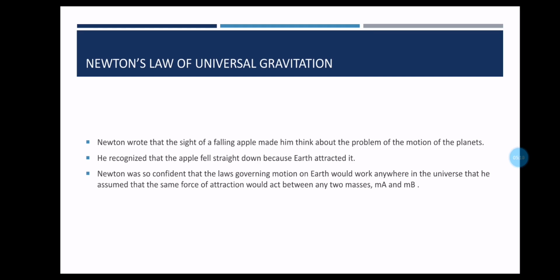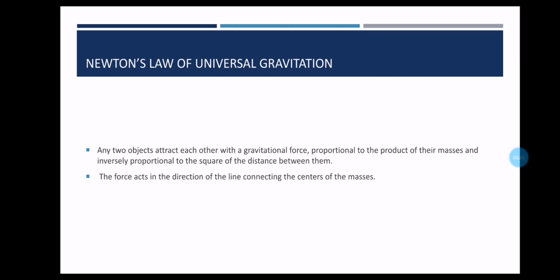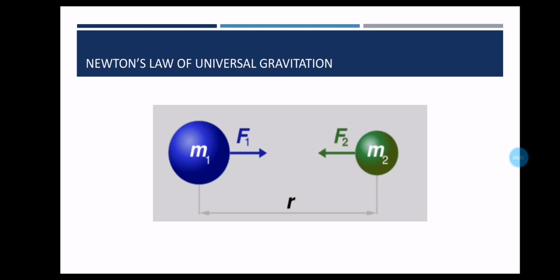Newton was so confident that the laws governing motion on Earth would work anywhere in the universe that he assumed that the same force of attraction would act between any two masses ma and mb. So any two objects attract each other with a gravitational force proportional to the product of their masses and inversely proportional to the square of the distance between them. The force acts in the direction of the line connecting the centers of the masses, which is the center of gravity of the object.